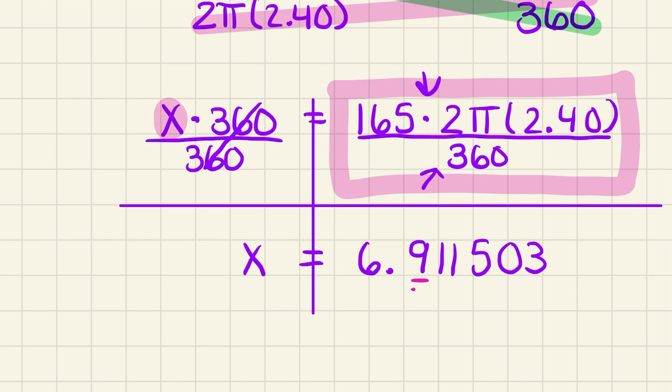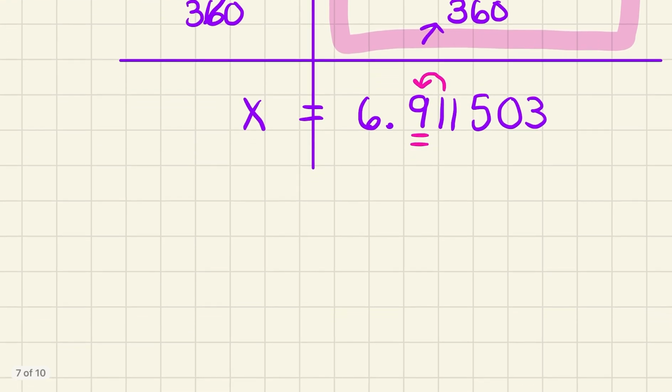Now in this particular example, it wanted it rounded to the nearest tenth. So I'm going to take a look at this 9 and this 1 is going to tell me if I should round up. That 1 is not big enough to change that 9. So my answer is just 6.9.